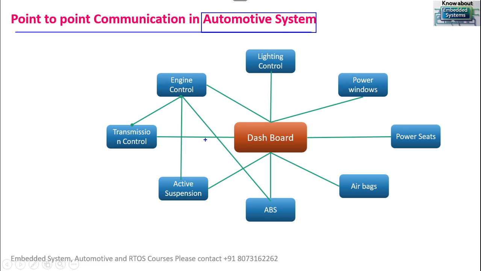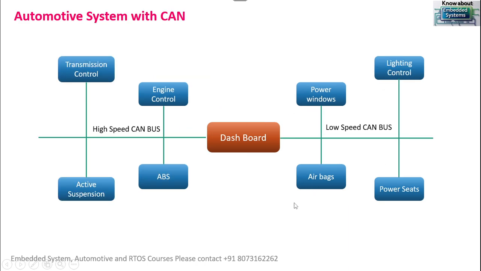So with very little harness or wiring, we want to connect all the ECUs in a systematic way, and all ECUs are also given a higher priority. Now let us consider one more scenario: an automotive system with the CAN protocol. You can use any protocol, but preferably we will use CAN because it has its own advantages, which I'll be discussing in the next slide.